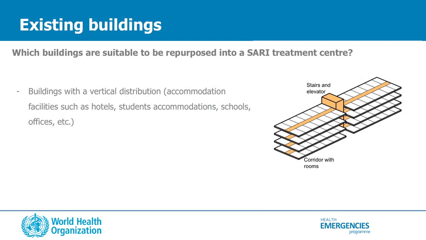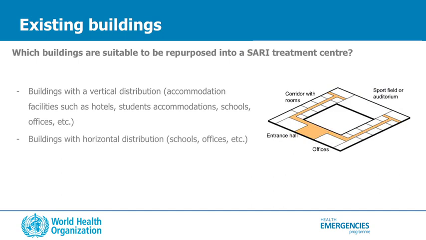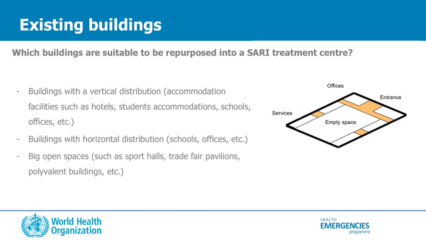To facilitate the building selection process, we try to categorize all the different types of building into 3 categories. Buildings with a vertical distribution, such as accommodation facilities, hotels, student accommodation, schools and offices. Buildings with a horizontal distribution such as schools and offices, and big open spaces such as sport halls and trade fair pavilions.